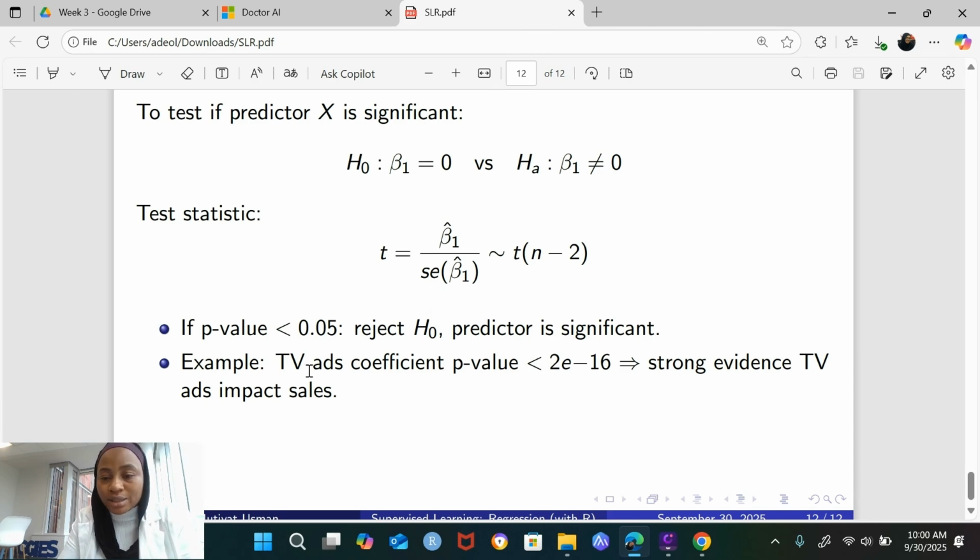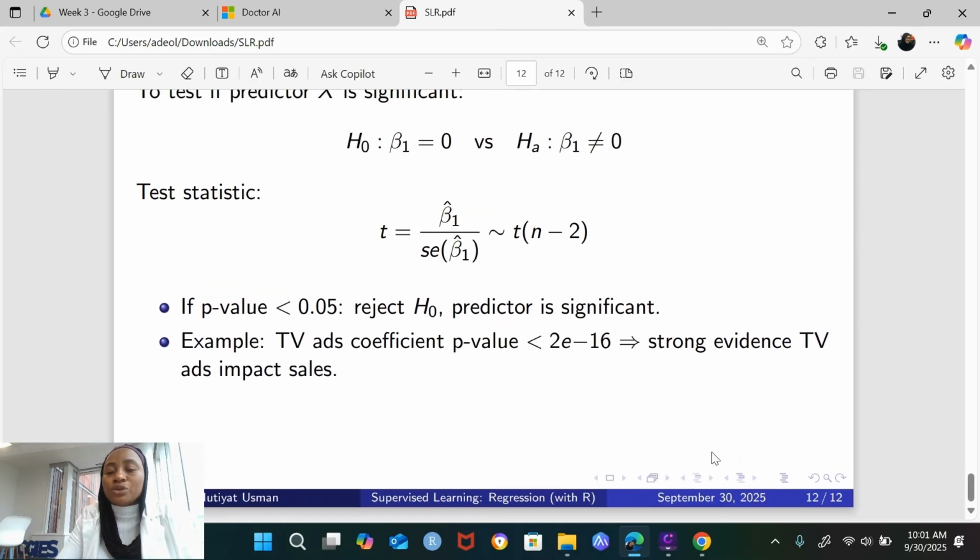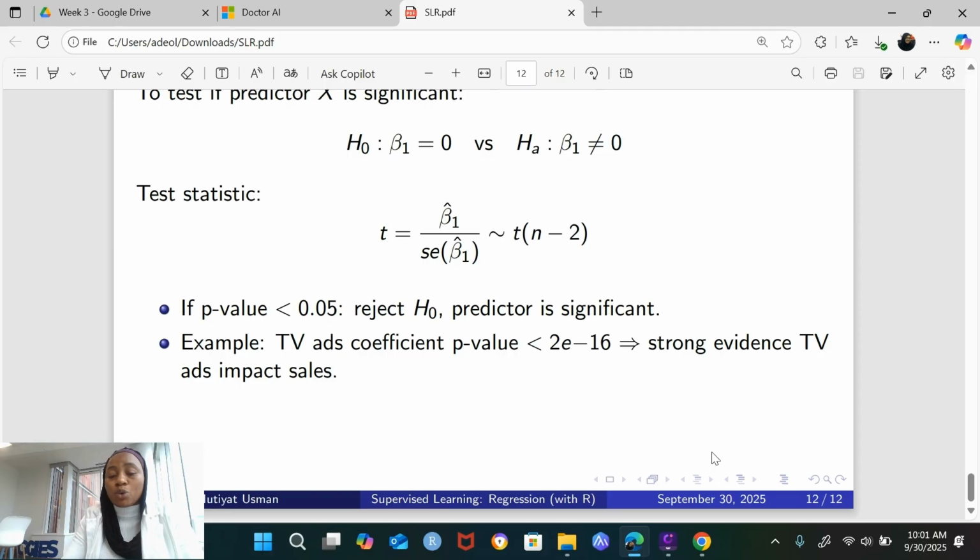Then we have our decision rule to help us make a decision: when our p-value is less than 0.05, we reject H naught. Otherwise, we fail to reject. And what that means is that the predictor is significant. If we do that, we are going to see that there's strong evidence that our TV ads actually impact the sales. We will visualize this, and then we'll go into R for the next section and demonstrate each of this, and it will help us to better understand that.